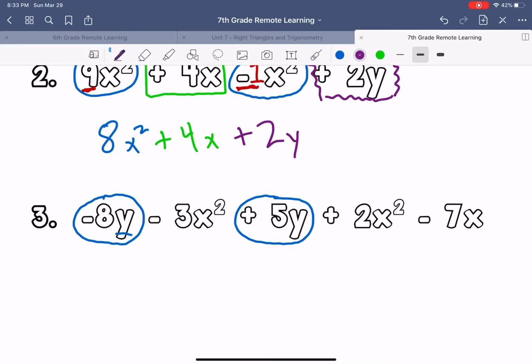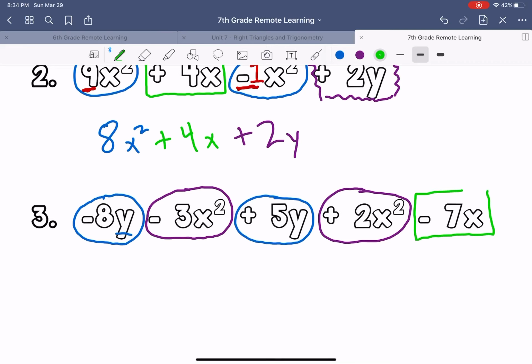So if I move on, now I've got a minus 3x squared, and I have a plus 2x squared right here. And then to finish, I've got a minus x, which is different than the x squared because it's got an invisible exponent of 1. Okay, and I made this confusing because I circled it, but these are different.